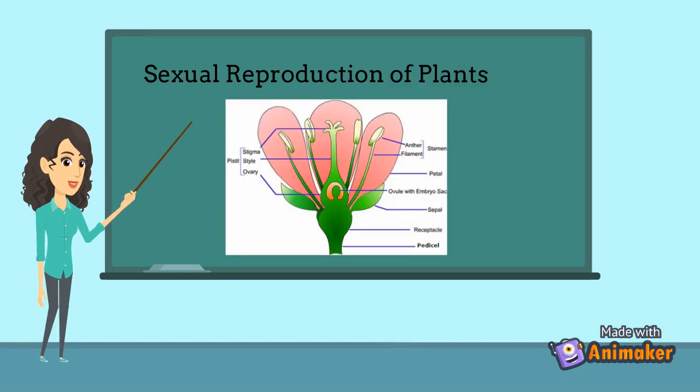Sexual reproduction of plants. There are two types of reproduction of plants: asexual and sexual. Flowering plants reproduce sexually through a process called pollination. The flowers contain male sex organs called stamens and female sex organs called pistils. Plants can either self-pollinate or cross-pollinate. Self-pollination happens when a plant's own pollen fertilizes its own ovules.